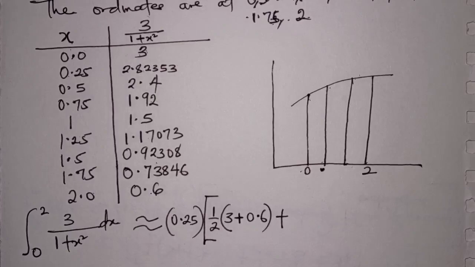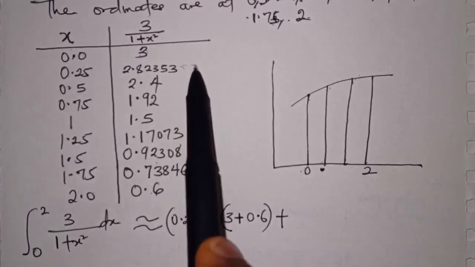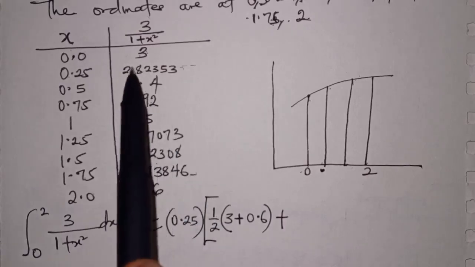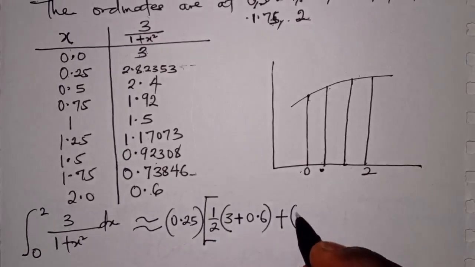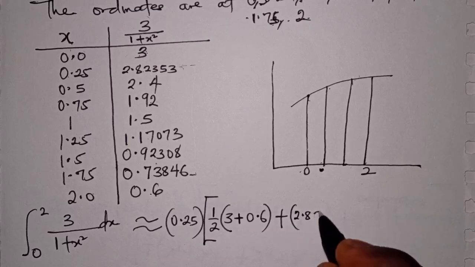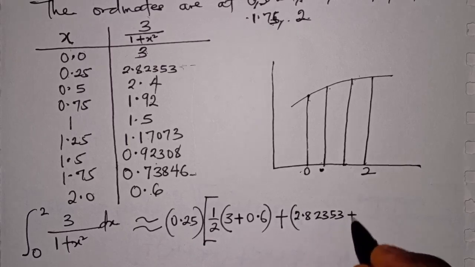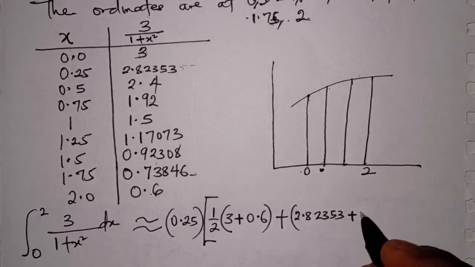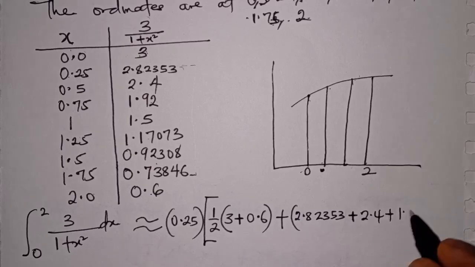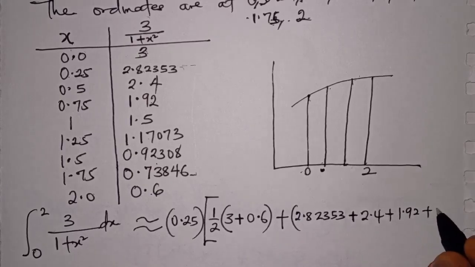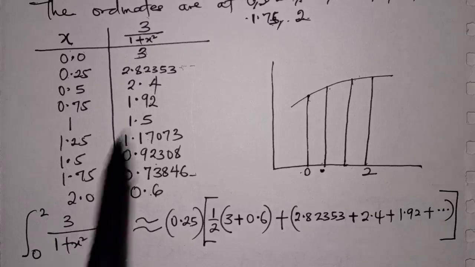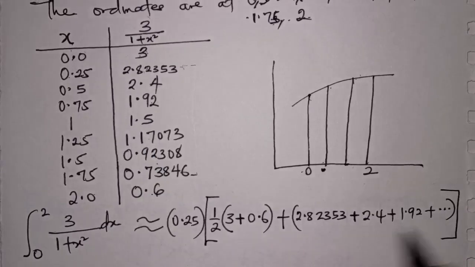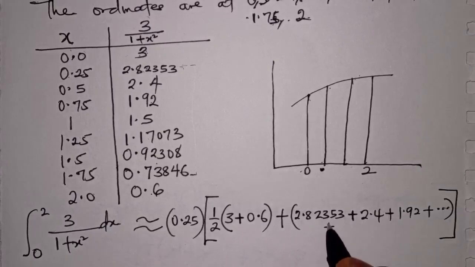Then I'm going to add all the others. That's from here to here. This is from the second to the 7th, right? Yes. So we're writing 2.82353 plus, this is kind of stressful, 2.4 plus 1.92 is, I'm tired, pardon me, but I hope you understand what I'm saying. So I'm adding up from here to here. Let me just write dot dot dot plus this to show that this is where it ends.